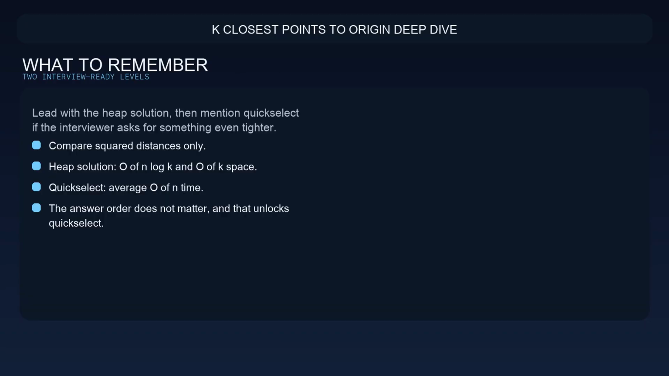The best interview strategy is to have 2 levels ready. Lead with squared distance and the heap of size k. Then, if they push further, explain quickselect and why unordered output makes partitioning enough.